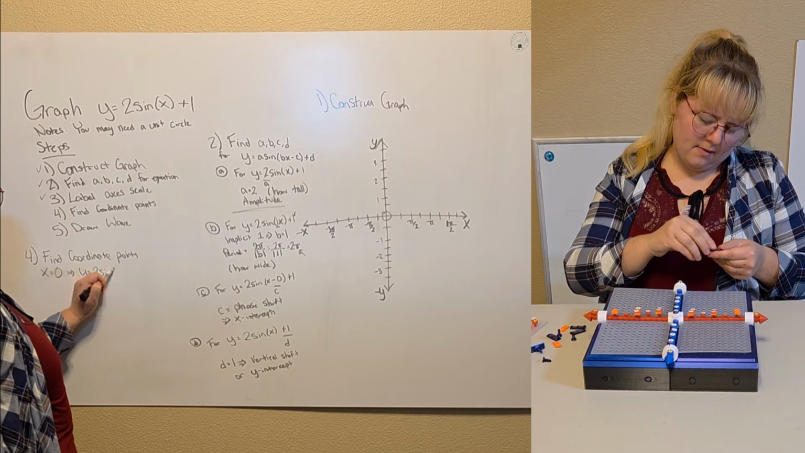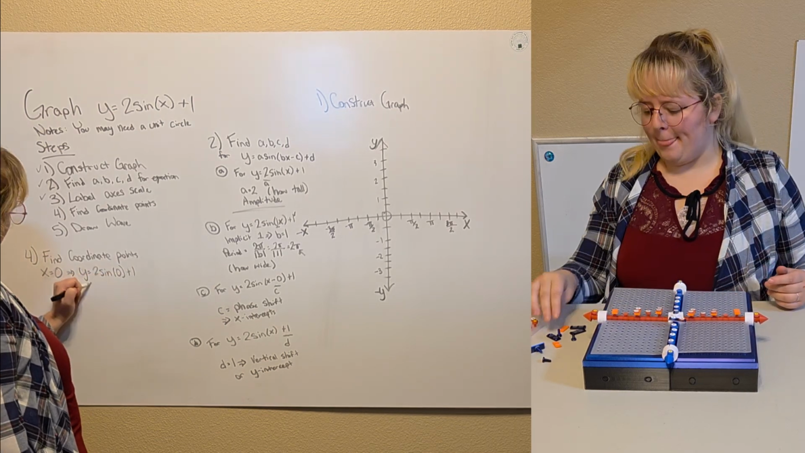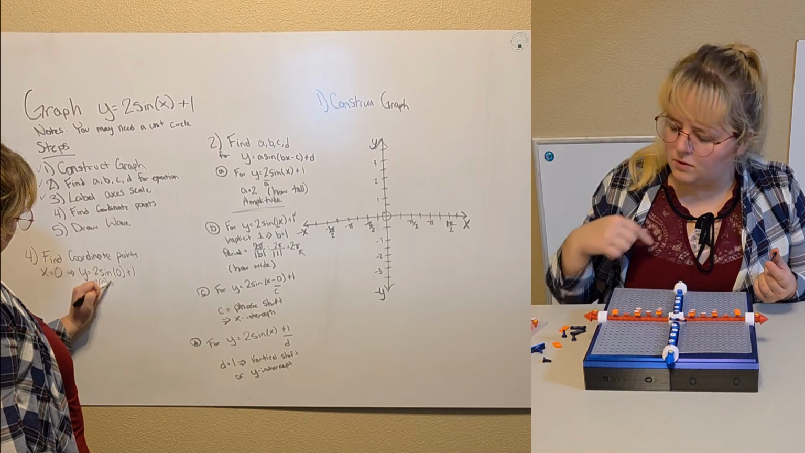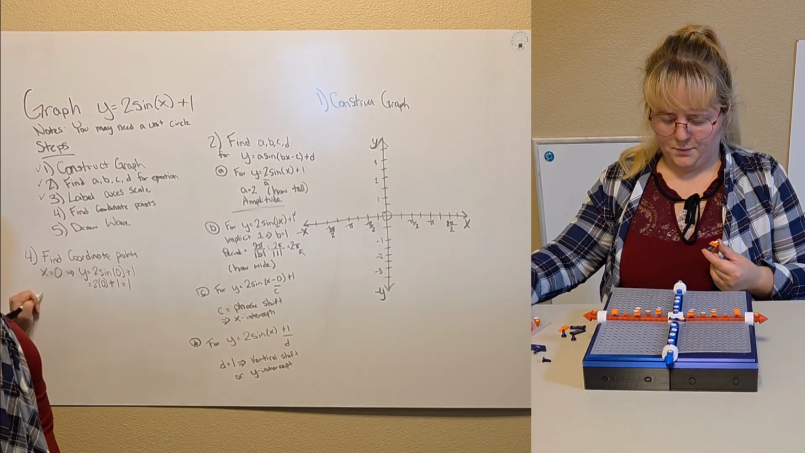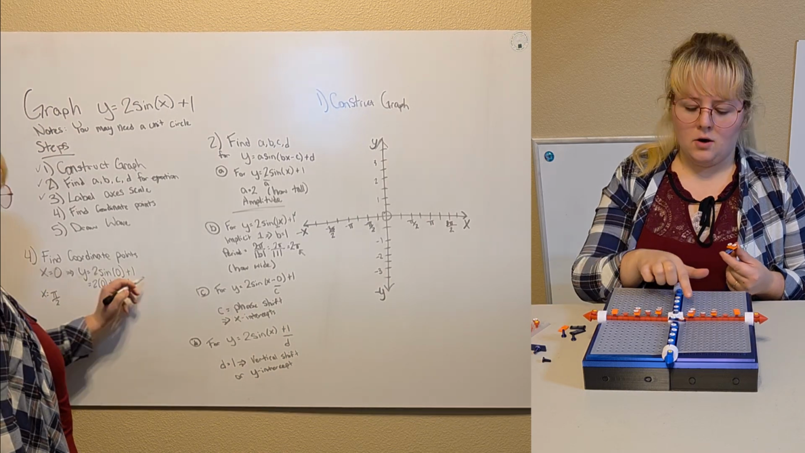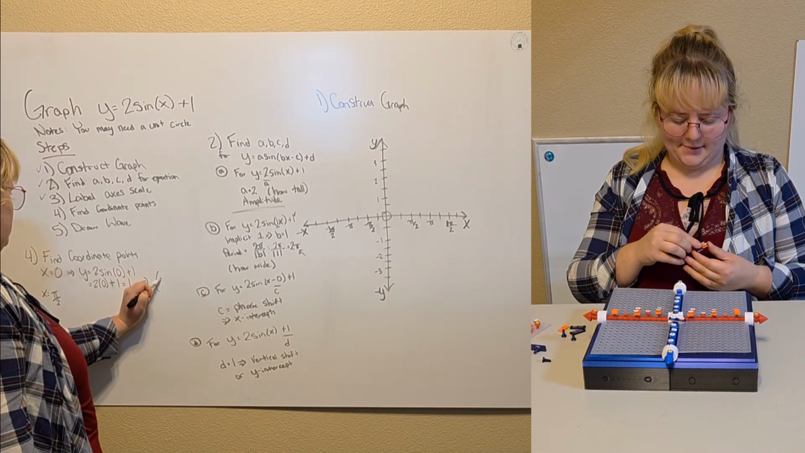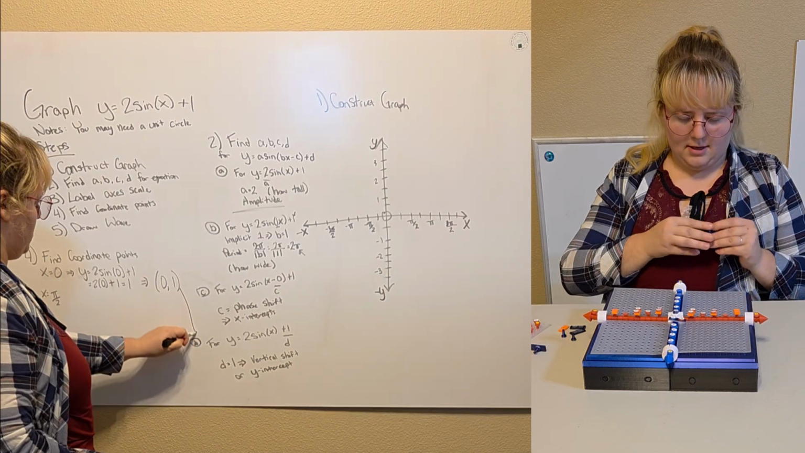And then starting with step 4, we're going to look for those coordinate points. As I mentioned, (0, 1) is our first coordinate point. We found that when we found D, because sine of x equals 0 when x equals 0, and so we're just relying on D to define our y-intercept.